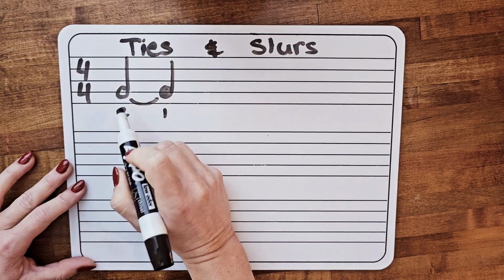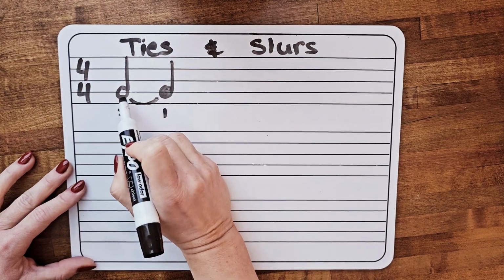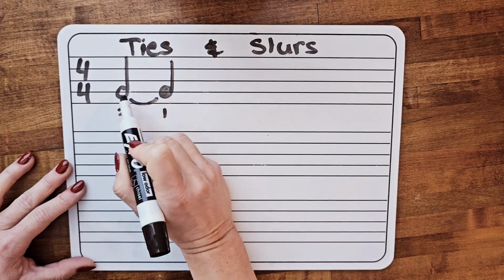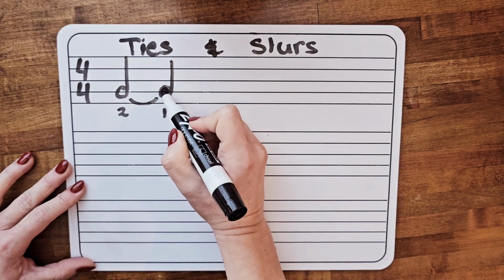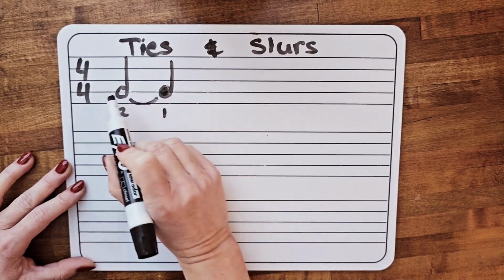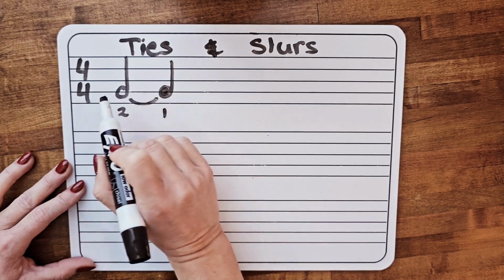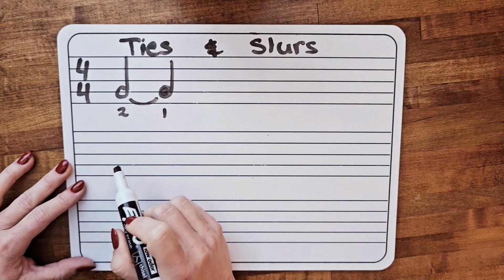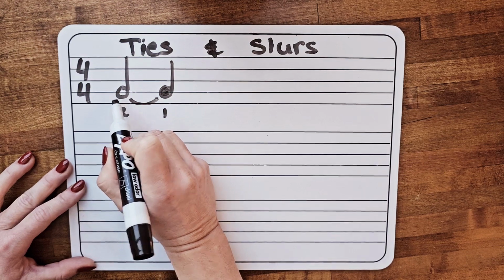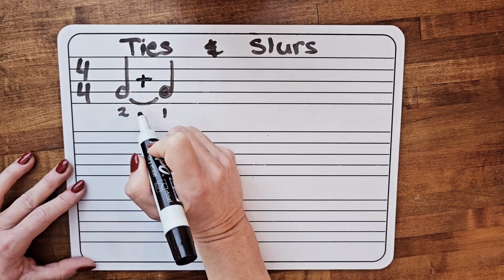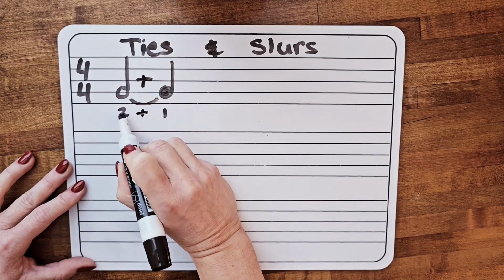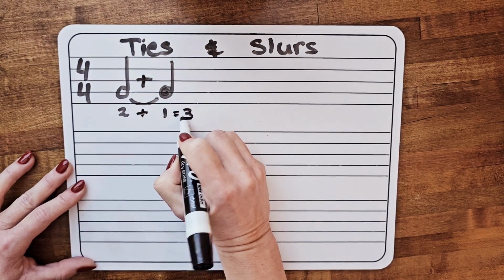A tie is going to combine the value of a note plus whatever comes next, which would be that very same note, but perhaps a different value. Or it could be the same value, but you know that this note is the same as this note. The note name, not necessarily the note value, but the note name is the same. And that's how we know it's a tie. A tie is when we take the value of the first note, and it's kind of like a big plus sign. We're going to add it to the value of the note that it's tied to. So we know that 2 plus 1 equals 3.